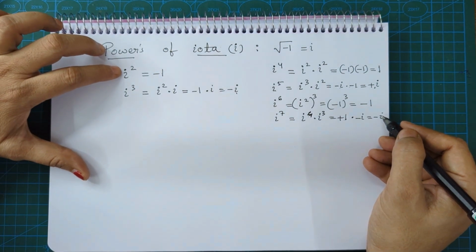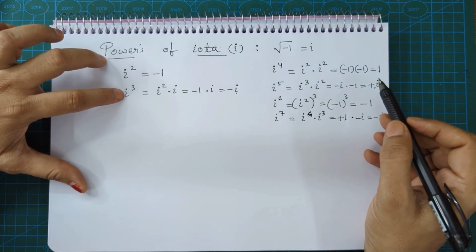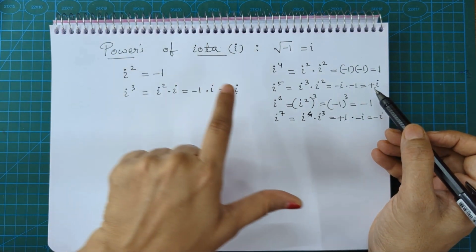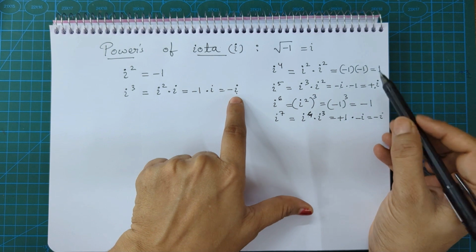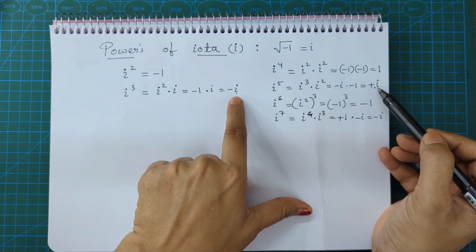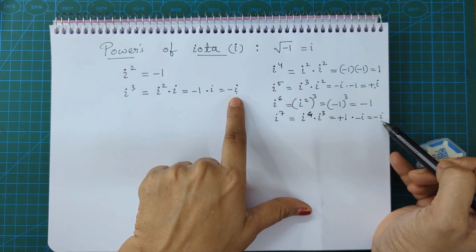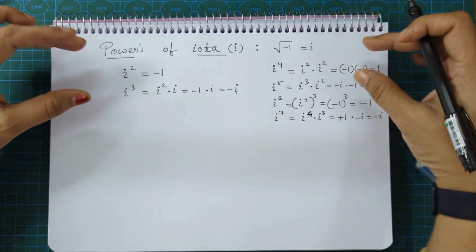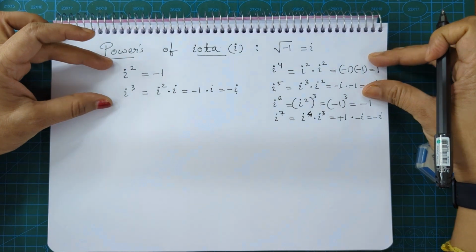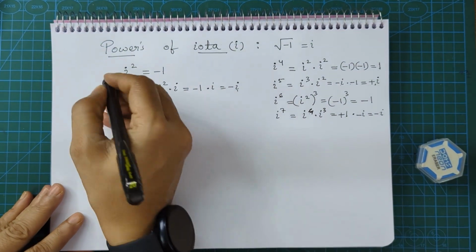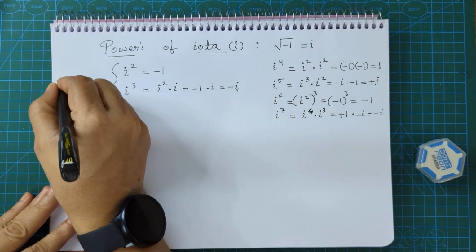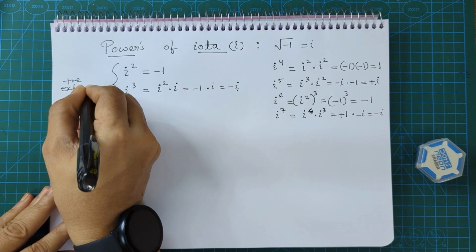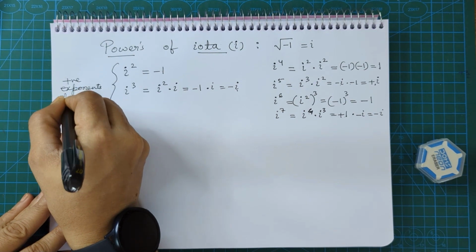From i square onwards, every next exponent of i, how does it go? Minus 1, negative i, positive 1, positive i, once again negative 1, negative i. That means the cycle is repeating after i to the power 5. So this part will be used for generalization. So this is about positive exponents or powers of i.